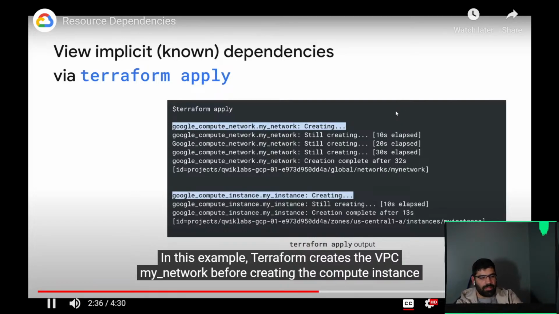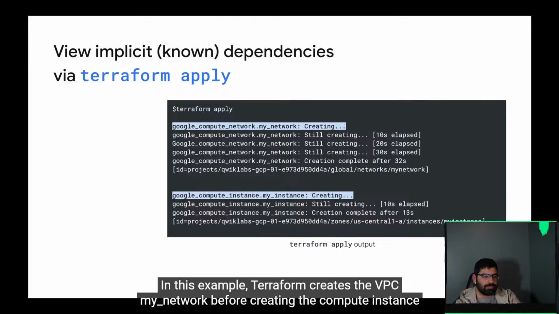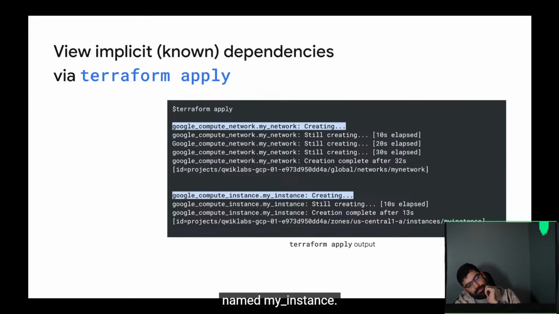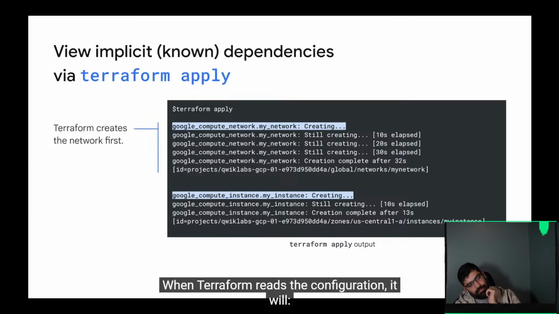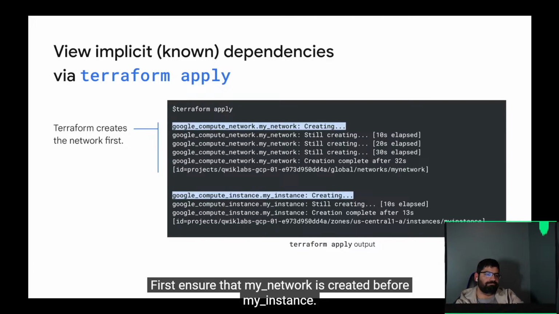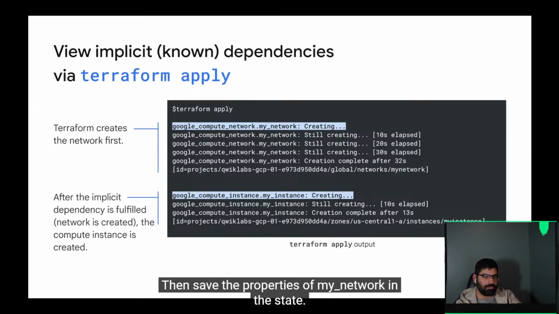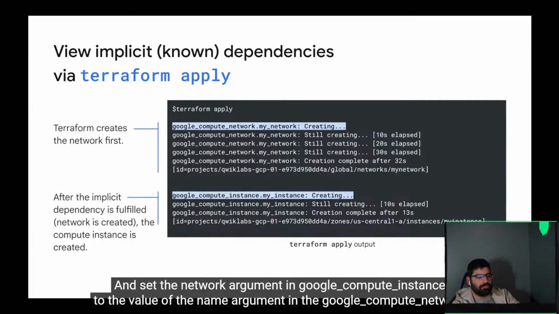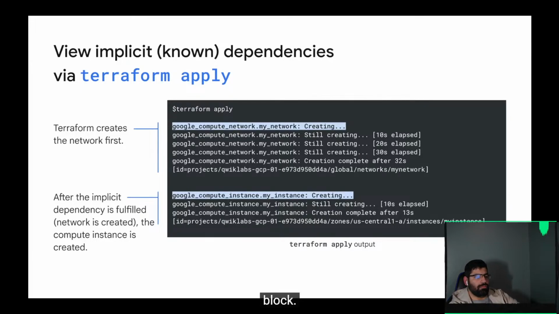In this example, Terraform creates the VPC network, my network, before creating the compute instance named my instance. When Terraform reads a configuration, it will first ensure that my network is created before my instance. Then save the properties of my network in the state. And set the network argument in google_compute_instance to the value in the name argument in the google_compute_network block.